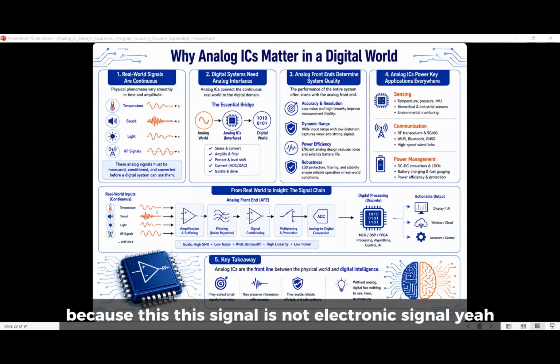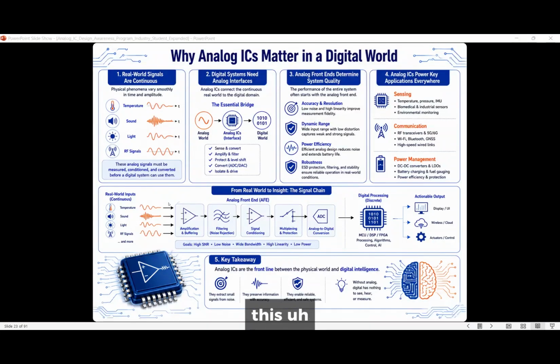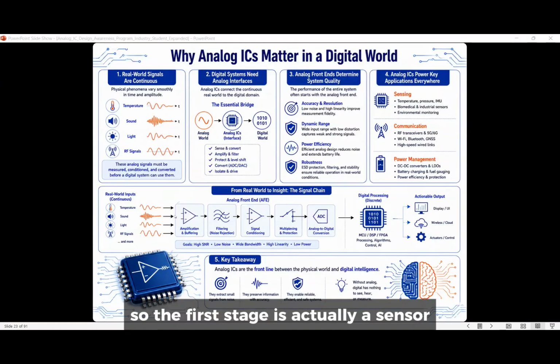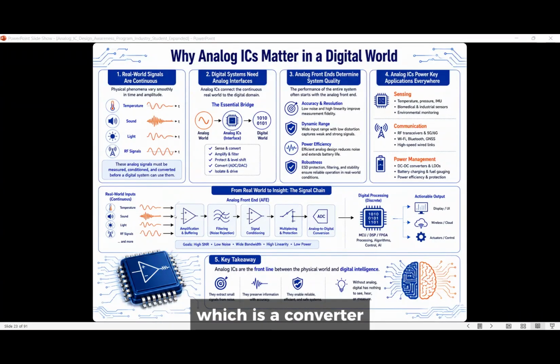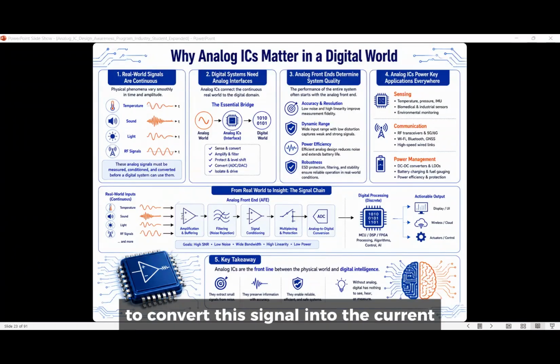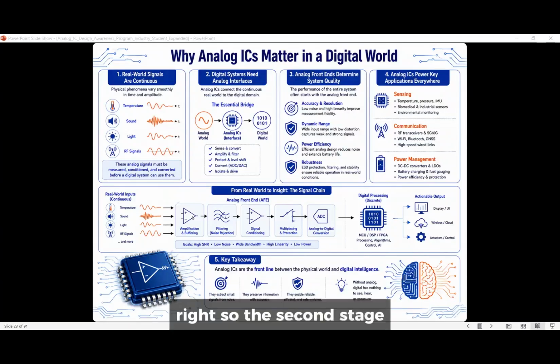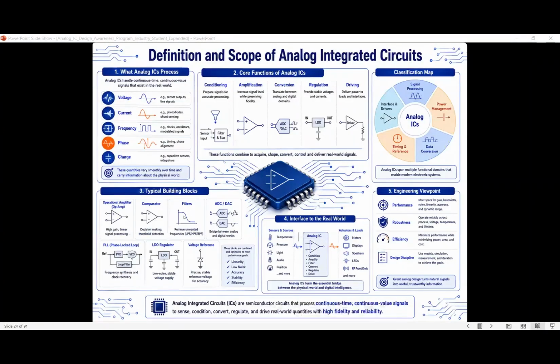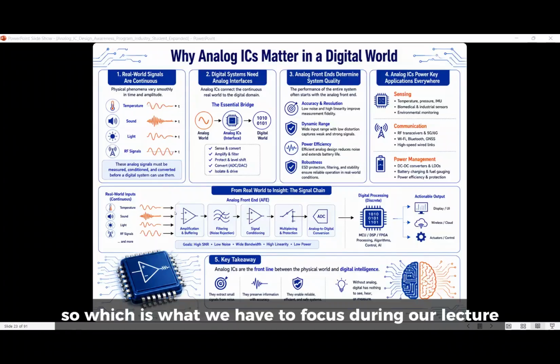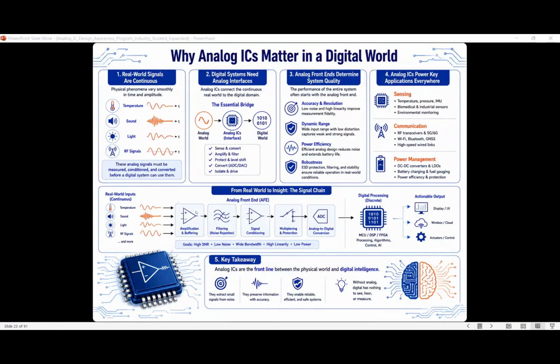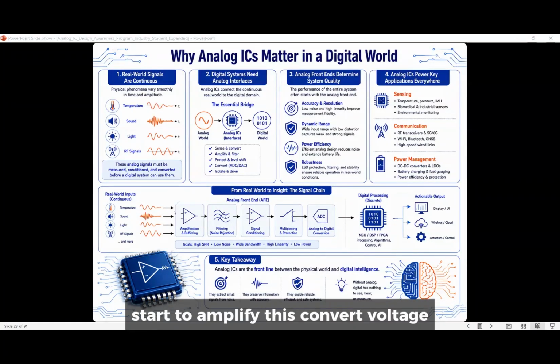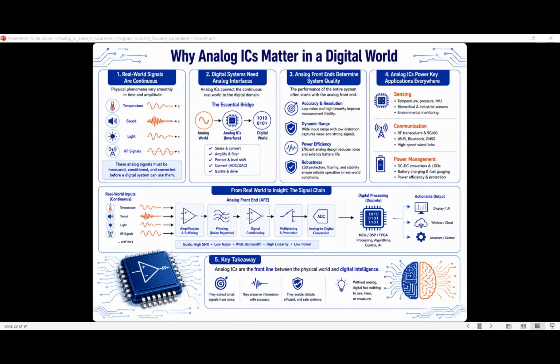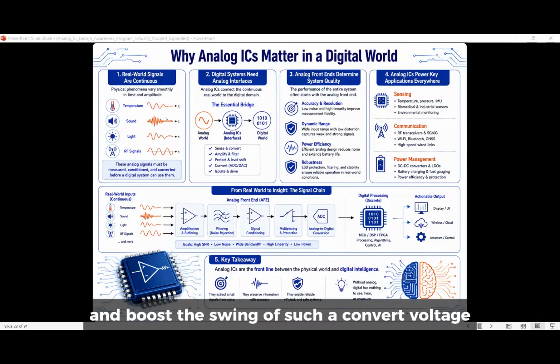So the first step, we have to convert this weak signal from nature into current, because this signal is not an electronic signal. This is a signal from nature. So the first stage is actually a sensor, which is a converter to convert this signal into current. The current is inherently an electronic signal, right? So the second stage, which is what we have to focus on during our lecture, starts to amplify this converted voltage, right? To amplify and boost the swing of such a converted voltage.